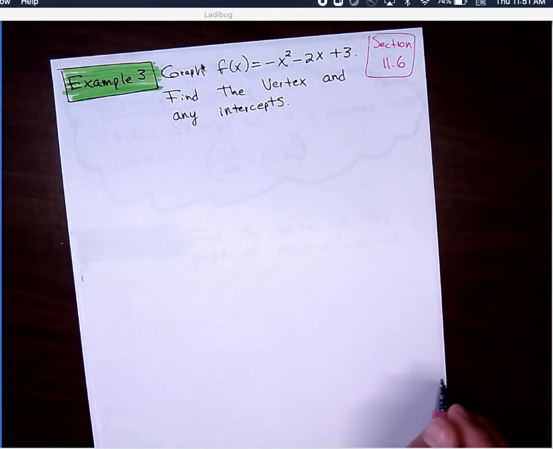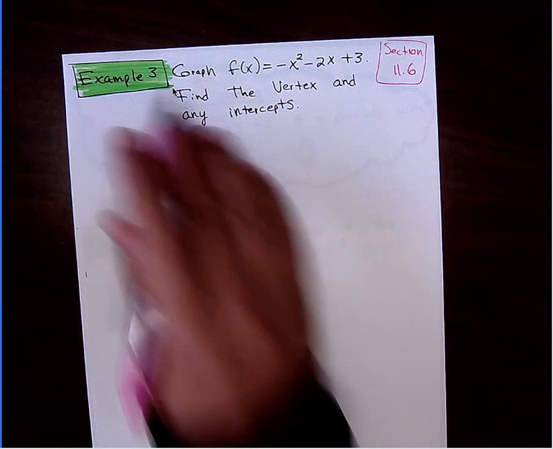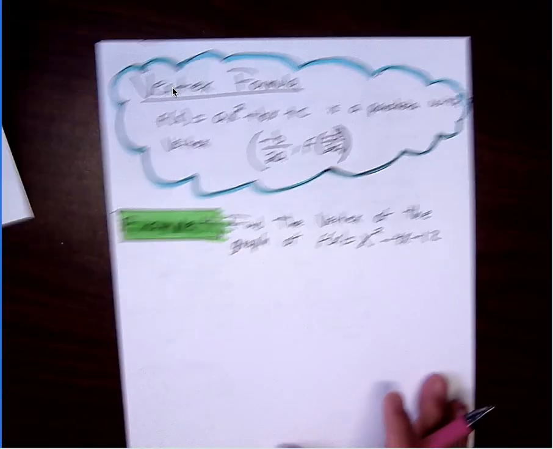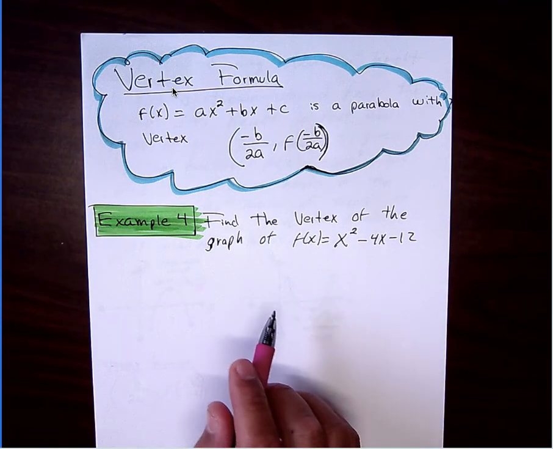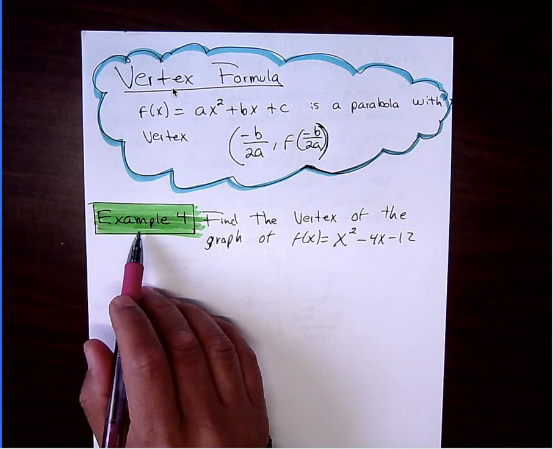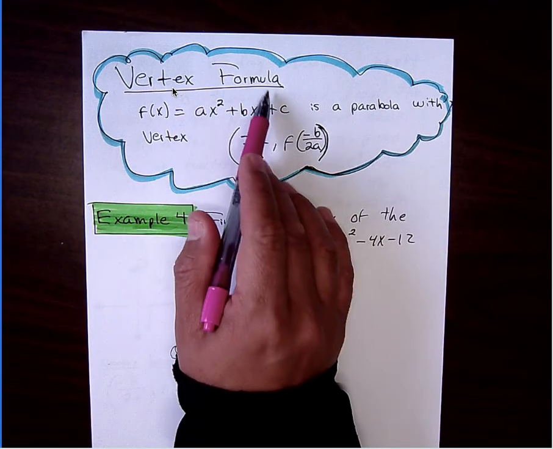So this is still section 11.6. I'm actually going to move on and do example 4 because it's easier. Example 4 and 5. So for example 4, we're going to use a vertex formula.